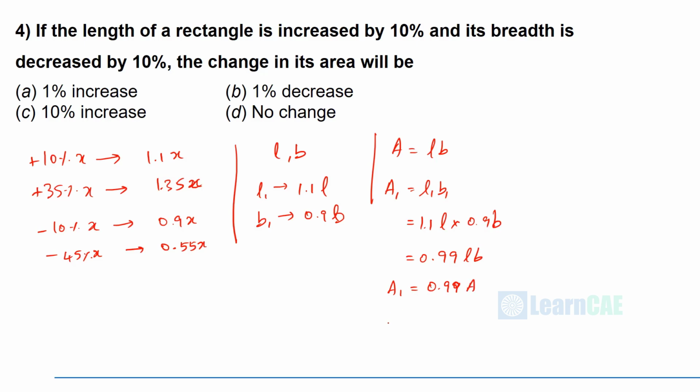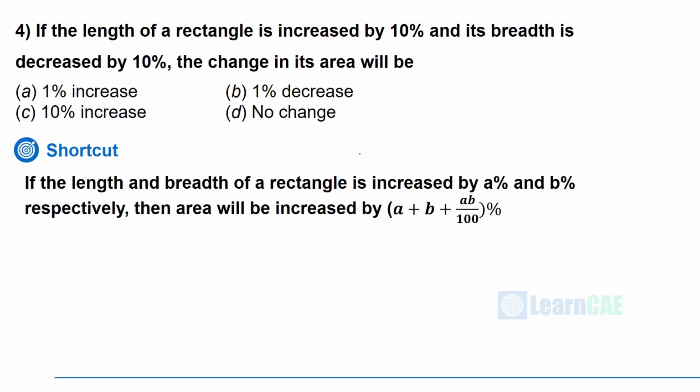So it means the value of the area has reduced by 0.01. That is, 1 minus 0.01 times A. This is nothing but a 1% decrease. Therefore, the change in area will be a 1% decrease. This is the answer. There is a shortcut for this kind of problem.